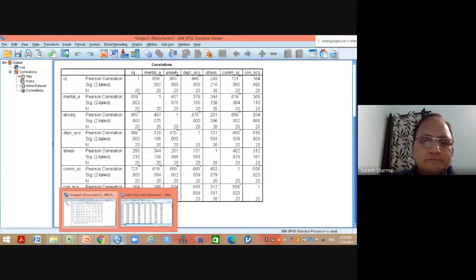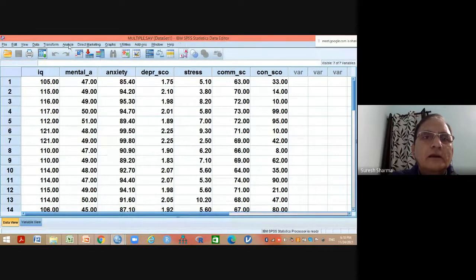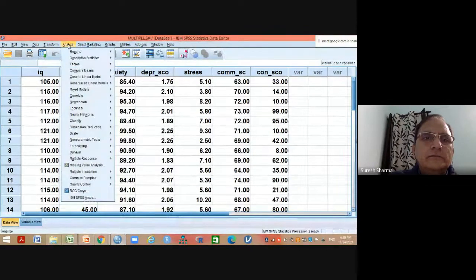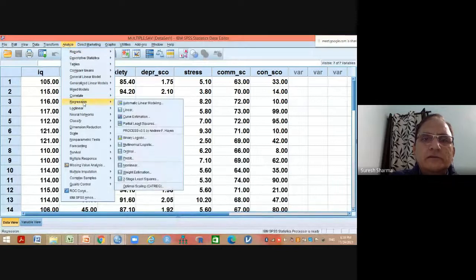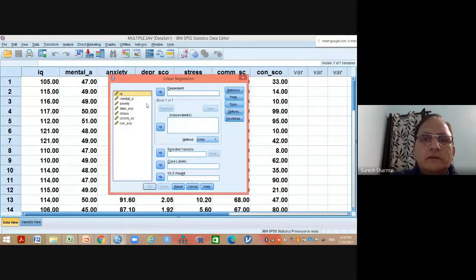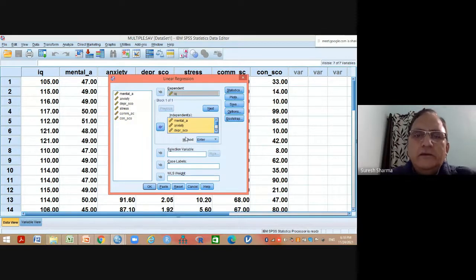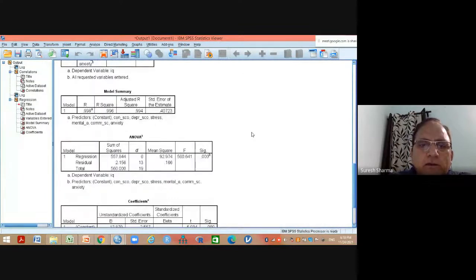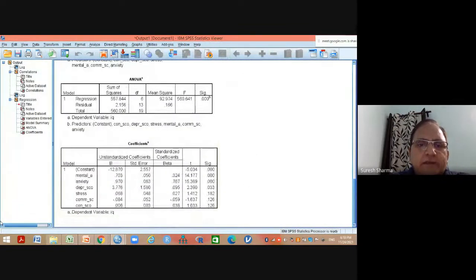Go for analysis, and then regression, and then linear. Dependent variable is IQ, and all these are independent variables. And let me simply apply OK and see the result. If you do it and see the last result, what is happening here? Your dependent variable is IQ, and as I mentioned, the ANOVA table value has to be significant, so it is.